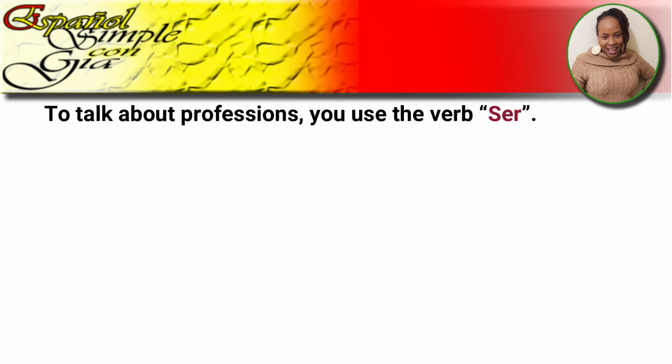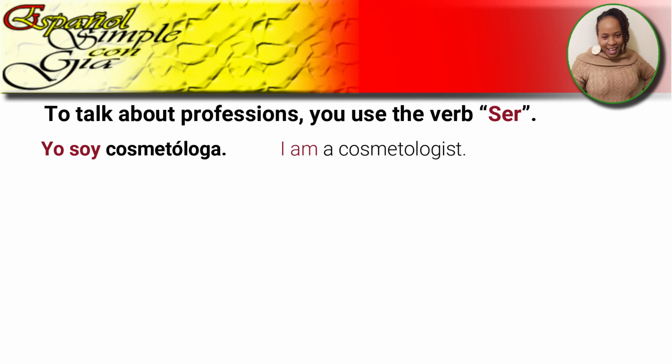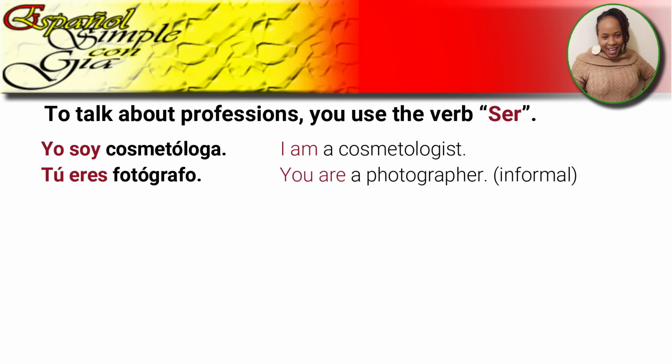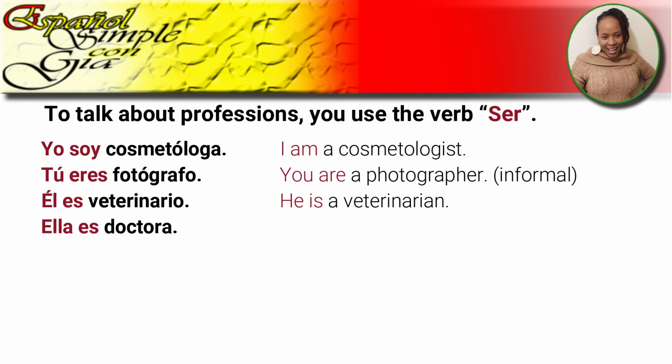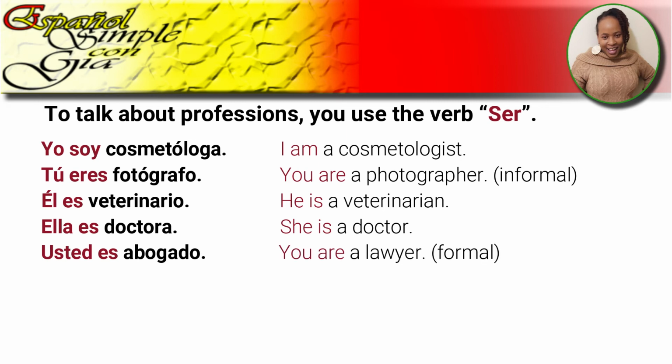To talk about professions, you use the verb ser. Here are some examples of saying people's profession. Yo soy cosmetóloga. I am a cosmetologist. Tú eres fotógrafo. You are a photographer. Él es veterinario. He is a veterinarian. Ella es doctora. She is a doctor. Usted es abogado. You are a lawyer.